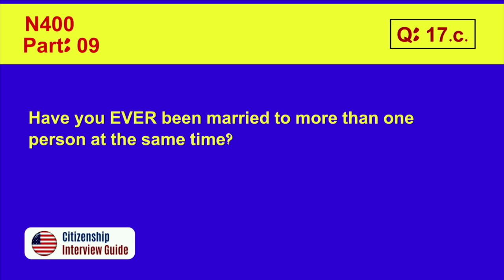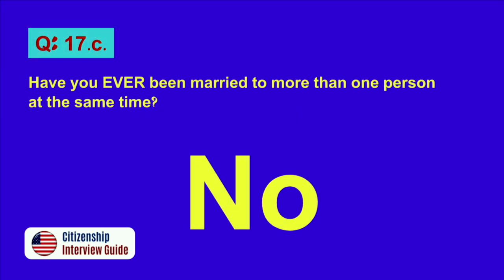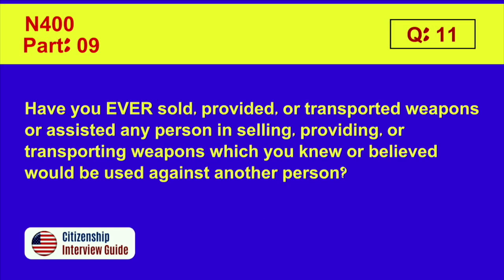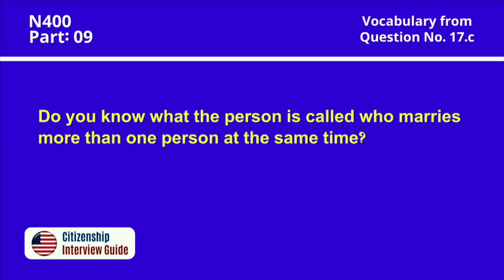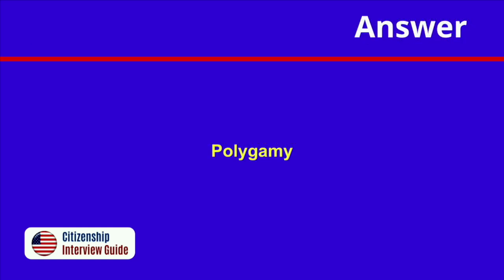Have you ever been married to more than one person at the same time? No. Have you ever sold, provided, or transported weapons, or assisted any person in selling, providing, or transporting weapons which you knew or believed would be used against another person? No. Do you know what the person is called who marries more than one person at the same time? Polygamy.